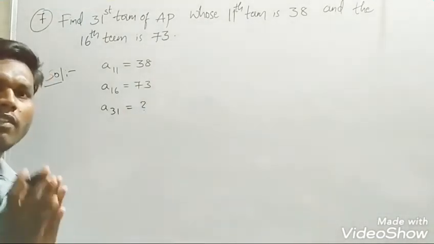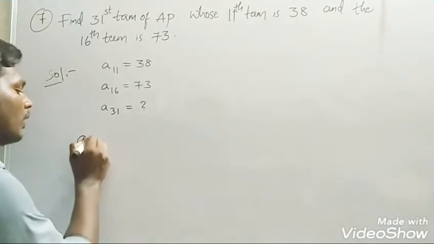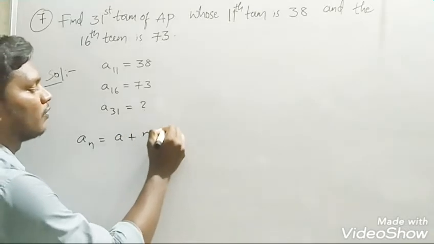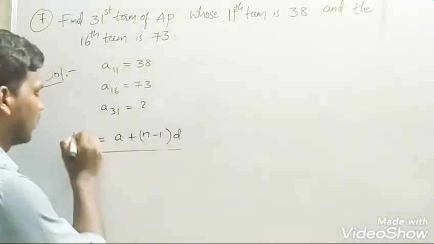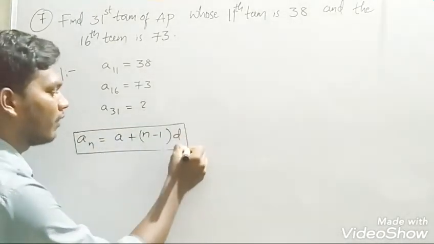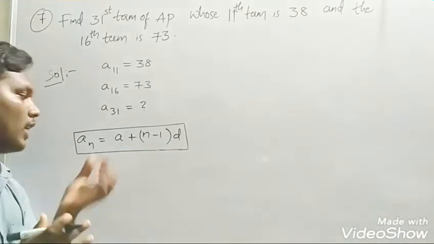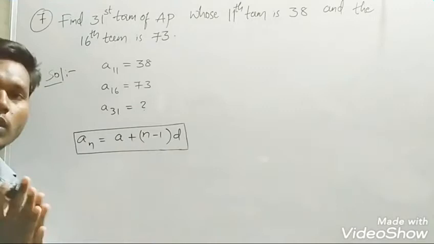Whenever we find the word term, definitely we must use the formula an is equal to a plus n minus 1 into d. This is the formula we are regularly using in this exercise. So whenever we find the word term, then definitely we must use the formula an is equal to a plus n minus 1 into d.